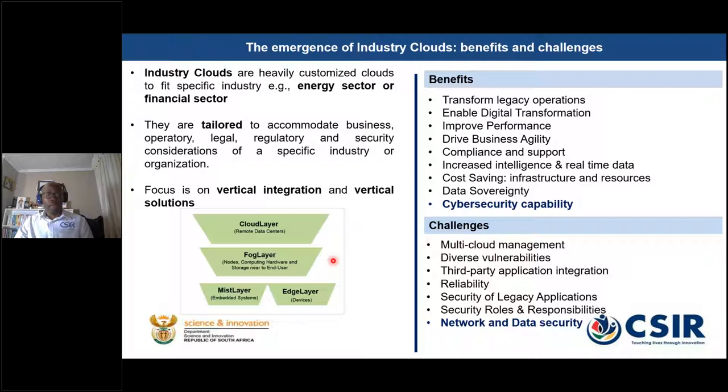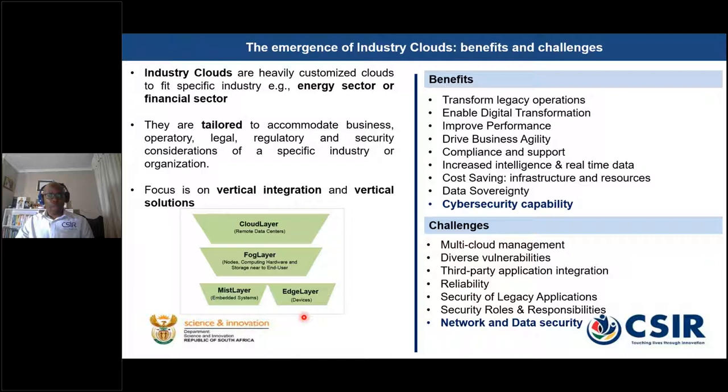So you find that other organizations may adopt these two strategies of having the cloud layer and the fog layer. But when it comes to industry clouds, there are other organizations, let's take the example of an electric company, where they may have embedded systems, or a water company where they may have pumps in the field, but they still want to monitor them remotely. So we have what we call a mist layer. And then of course, depending on the structure of the organization, you may have the edge layer.